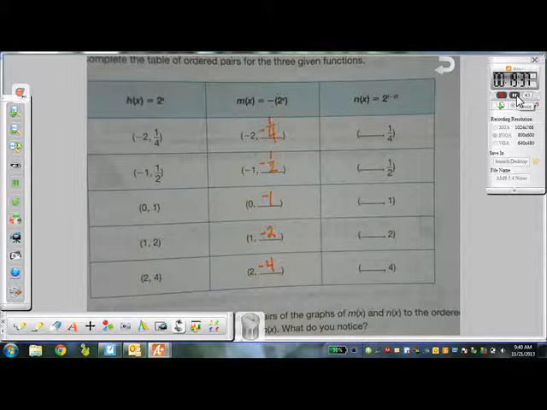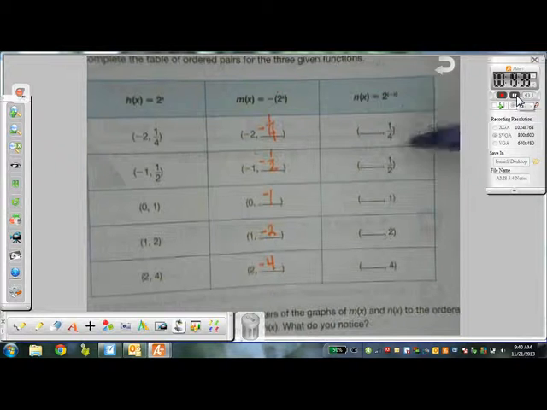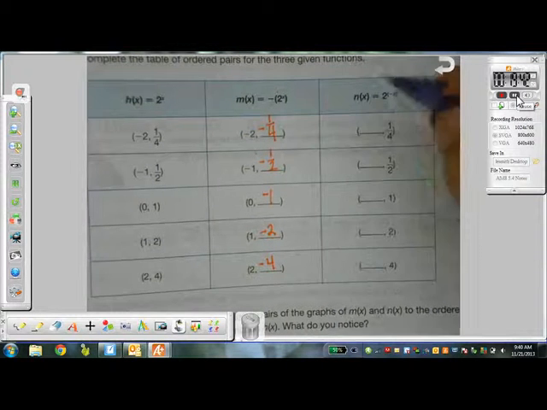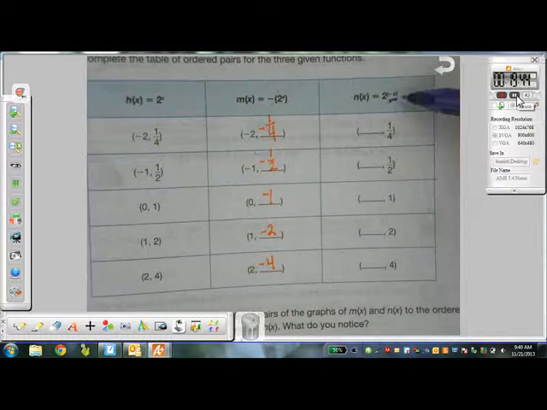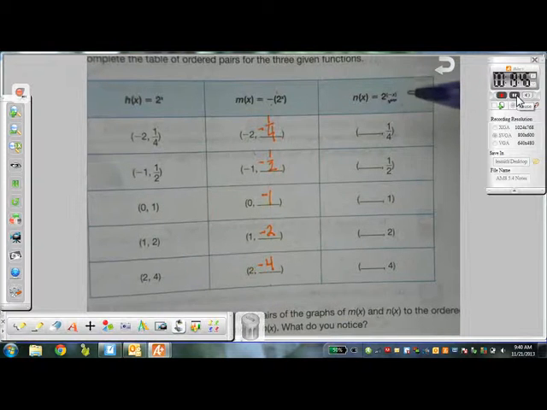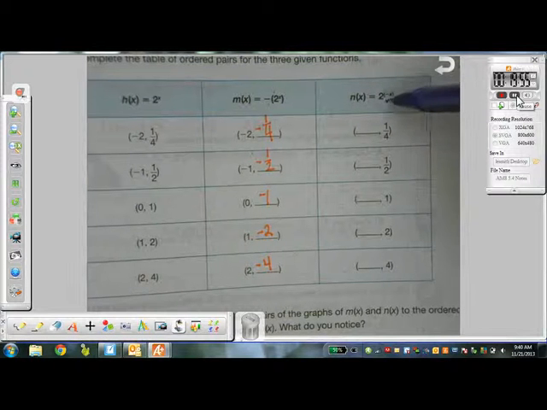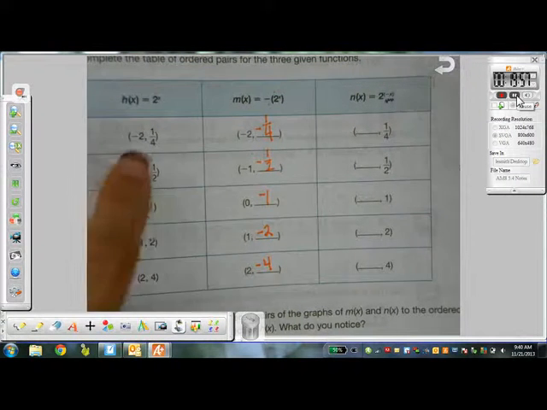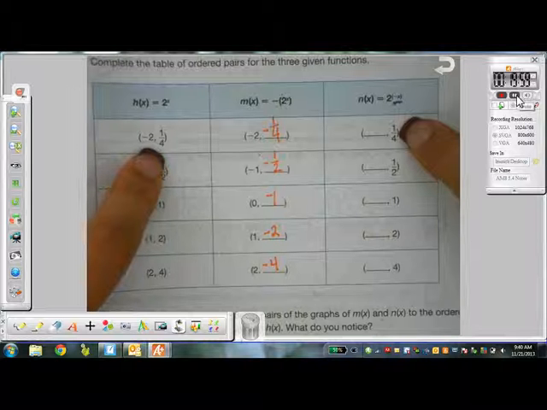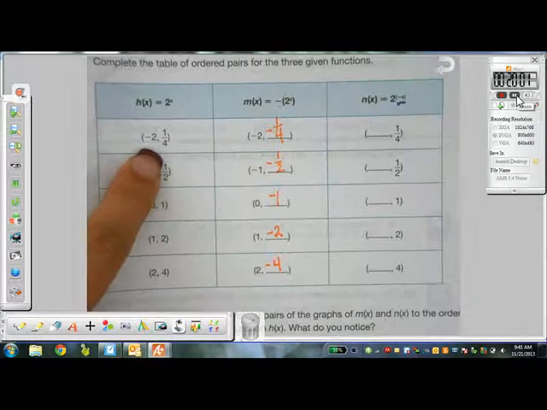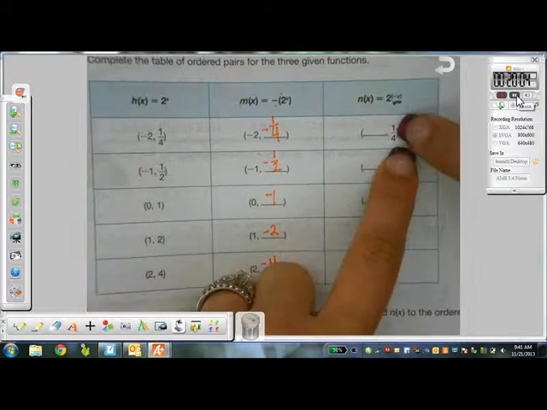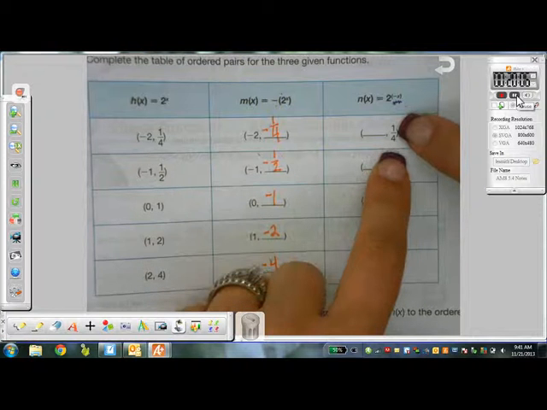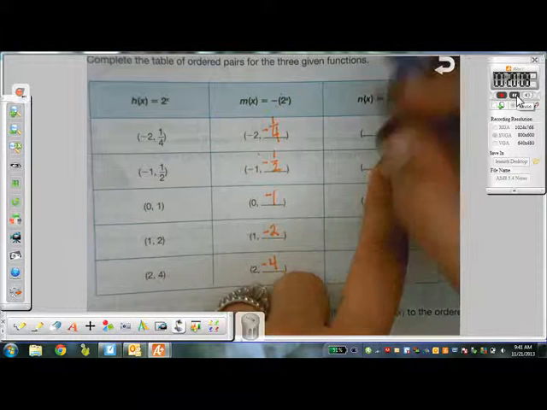Now let's look at n of x. In n of x, I am affecting the argument. So I'm affecting what I actually plug in. So what's being changed in n of x? Is it the x values or the y values? The x values, because I'm changing the argument, right? So if I wanted to keep my y as 1/4, in my basic function, I had to plug in -2. In order to get 1/4 as an answer in n of x, what would I have to plug in? +2. So I want you guys to finish filling the rest of this out.